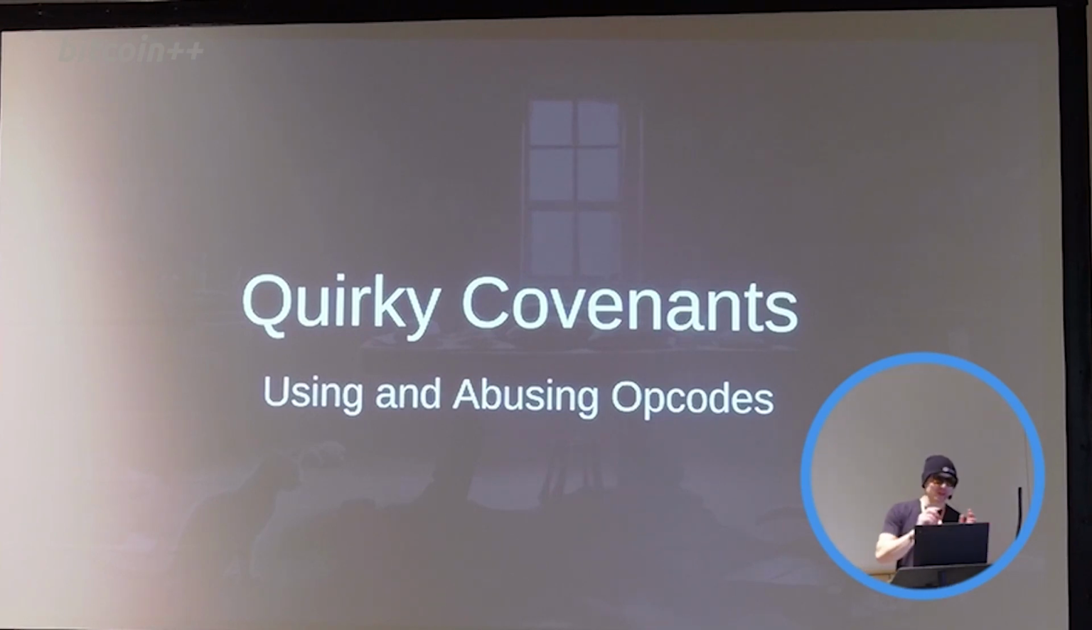And then we're going to go a little slower on some of the new slides that are based on what Rusty was talking about with the script restoration project. But the general topic here is Quirky Covenants. We're going to use and abuse some opcodes to make cool things.